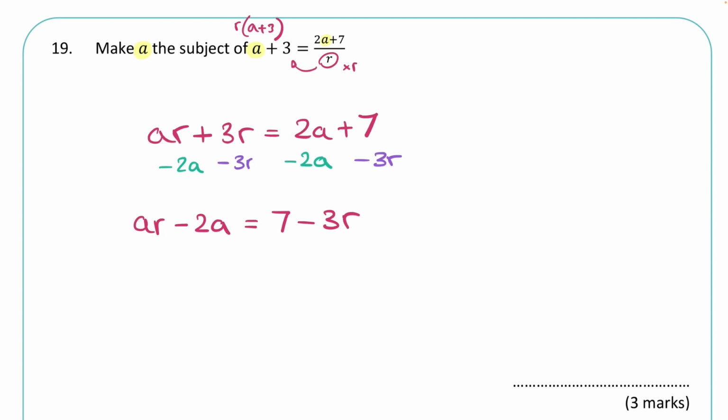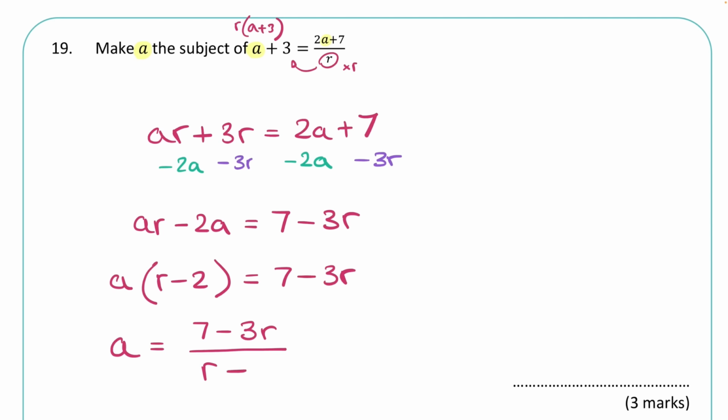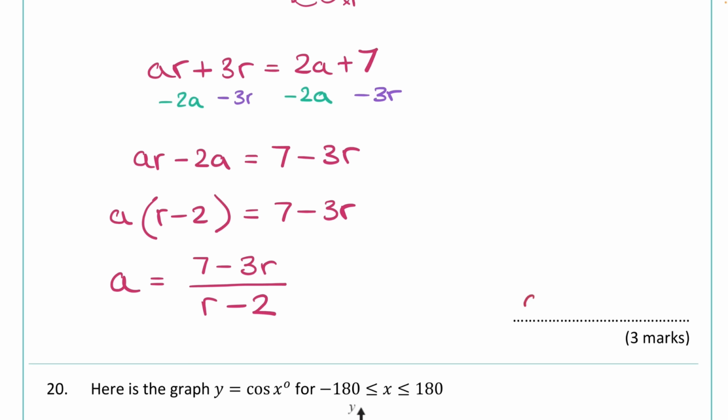I now have all the a's on the left, no a's on the right, so I can factorise a out of the bracket, which gives me a times r minus 2, and that's equal to 7 minus 3r. We can now divide by the brackets, which will isolate the a, and that gives us 7 minus 3r over r minus 2. And there we go, a is the subject. We have a equals 7 minus 3r over r minus 2.